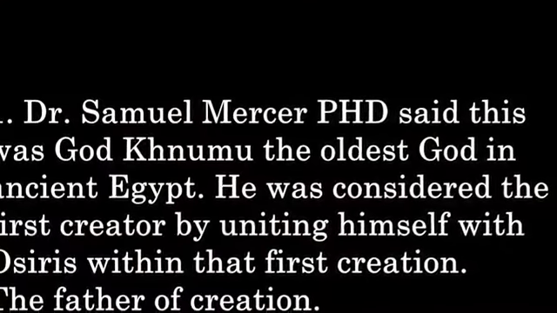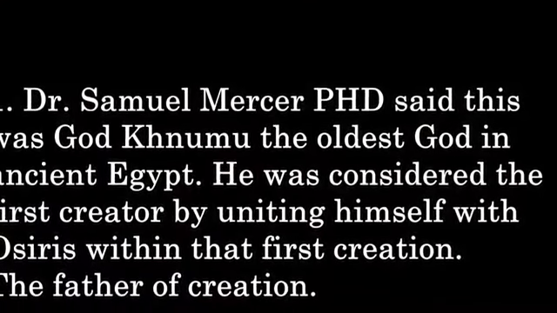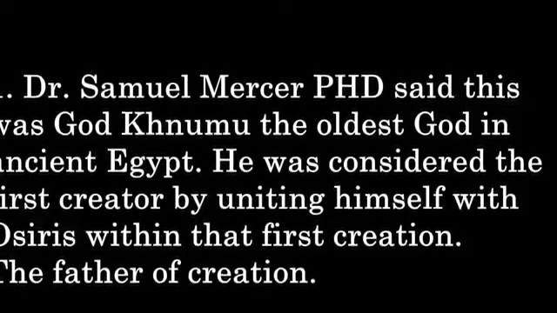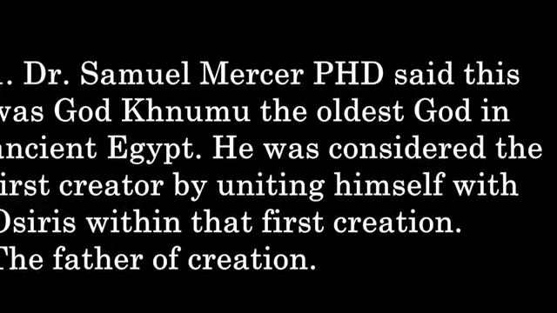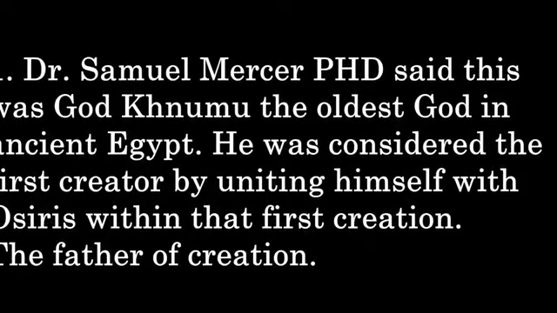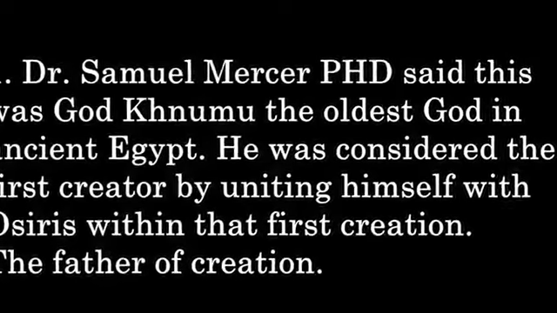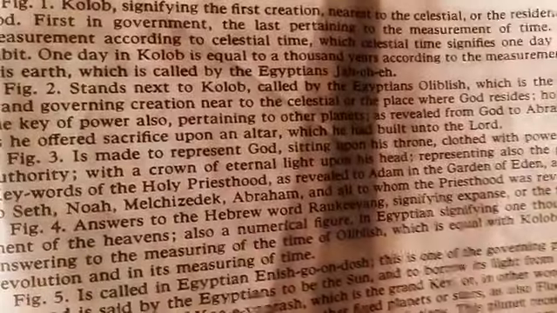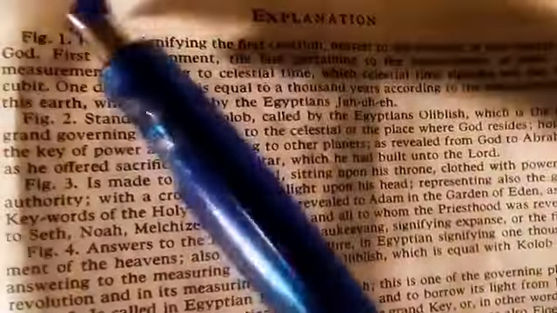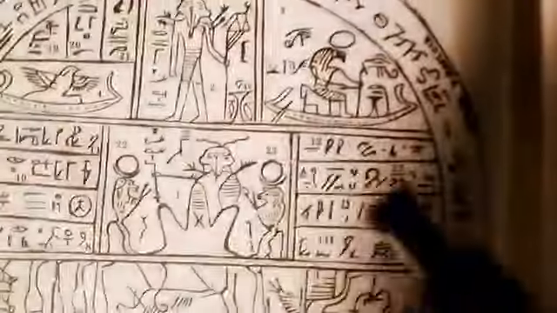So Joseph Smith labels this God with two faces towards the past and future as number one. So Dr. Mercer, a PhD Egyptologist, said this was the god Khnummu, the oldest god in ancient Egypt. He was considered the first creator by uniting himself with Osiris within the first creation, the father of creation. So what exactly is Joseph Smith doing when he cross-references figure 1 here with figure 1 over here?